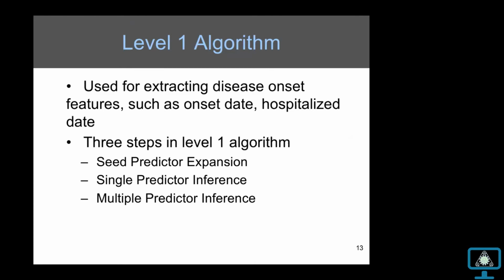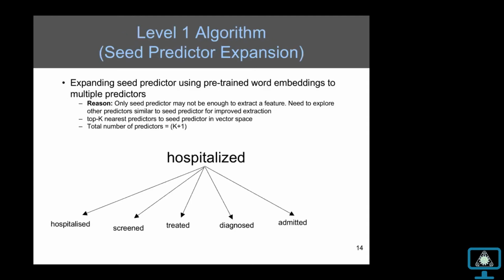In the first level algorithm that we talked about, we want to extract a lot of dates. We want to extract the date at which the patient developed symptoms, the date at which the patient was hospitalized, which is typically several days later when things get worse, and then the date at which the patient perhaps passed. We start with the seed predictors that I mentioned. And then we use these embeddings to try to expand these predictors to find additional phrases. And then we try to predict each one at a time. And then we also try to do multiple predictors to make these forecasts.